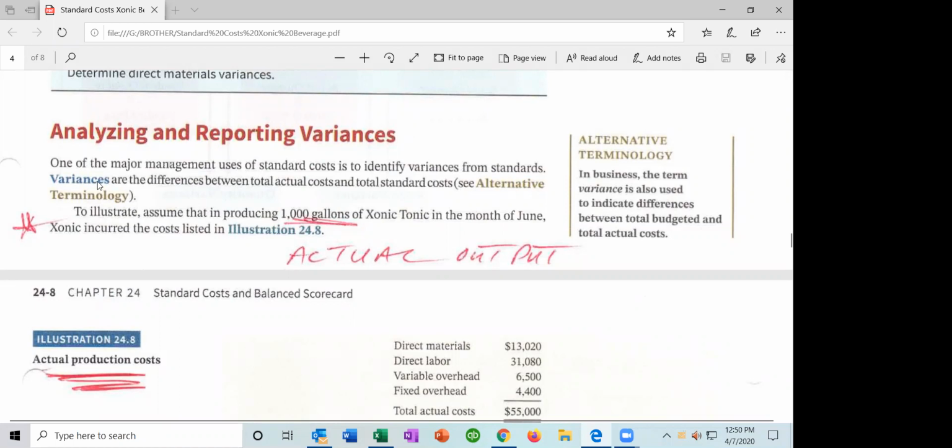Analyzing and reporting variances. One of the major management uses of standard cost is to identify variances from standards. Variances are the differences between total actual costs and total standard cost. To illustrate, assume that in producing 1,000 gallons of Xonic tonic in the month of June, Xonic incurred the following costs. So they just told you the actual output. The actual output was 1,000 gallons.